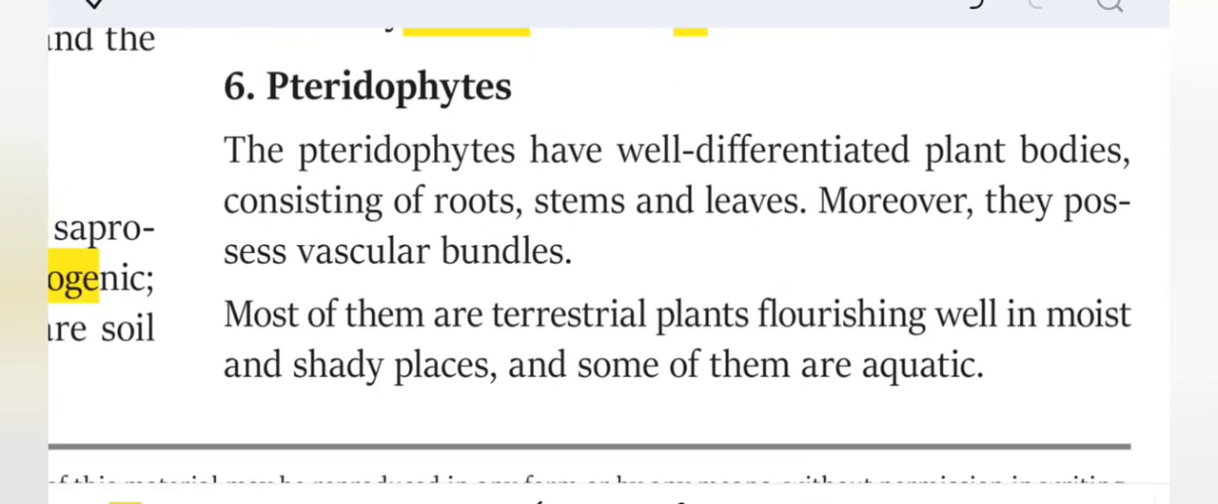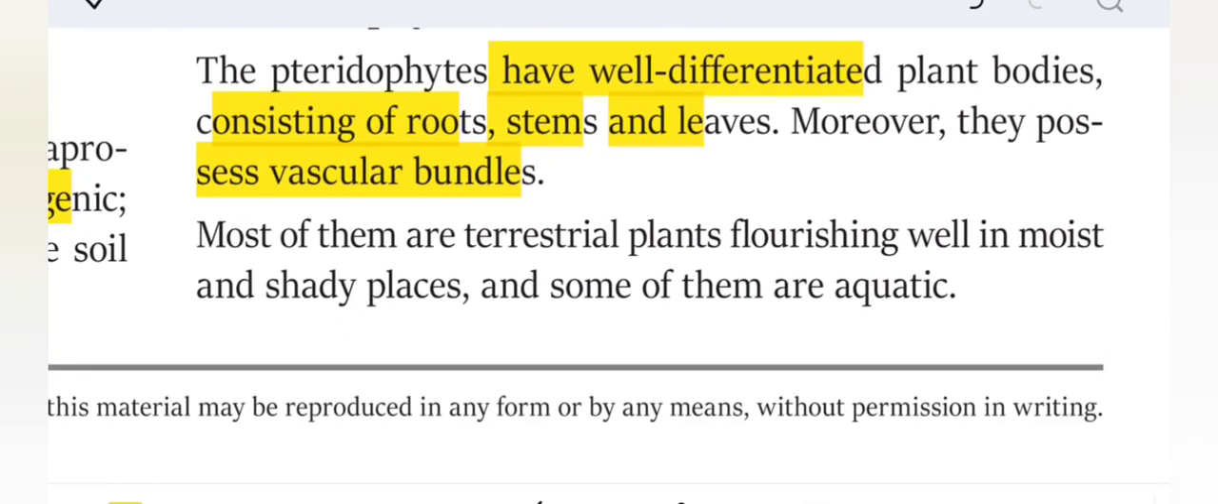Now is pteridophytes. So pteridophytes have well differentiated plant bodies, consisting of roots, stems and leaves. Moreover, they possess vascular bundles. Plant body में ब्रायोफाइट्स का जैसे वेल डिफरेंशिएटेड रूट एब्सेंट था, तो टेरिडोफाइट में वेल डिफरेंशिएटेड प्लांट बॉडीज कंसिस्टिंग ऑफ रूट्स, स्टेम्स एंड लीव्स. Okay, moreover they possess vascular bundles. Most of them are terrestrial. Vascular bundles है मतलब terrestrial तो होगा ही.